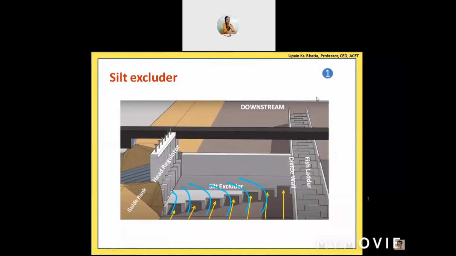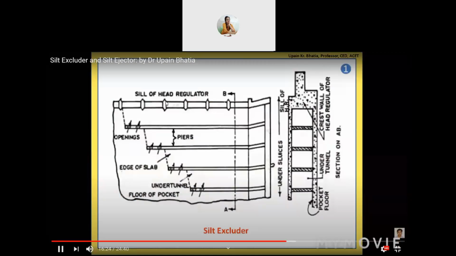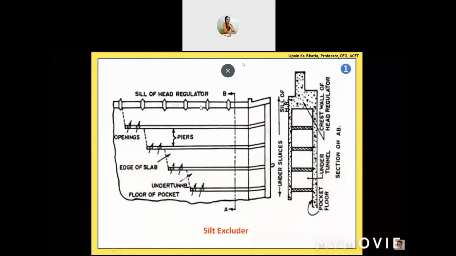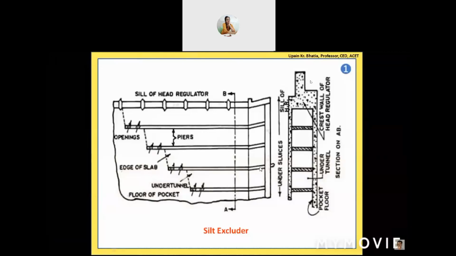We have already discussed about it. And this is the diagram which is given in the books generally for the silt excluder. Here you have the sill of the head regulator. These are the piers in which the gates will be running. You can regulate those gates to allow the quantity of water to be transferred. And here we have a series of tunnels which are going to the downstream side towards the under sluices. Okay, through these under sluices, we can control the flow of water through these tunnels. And this is the sectional view of those tunnels.